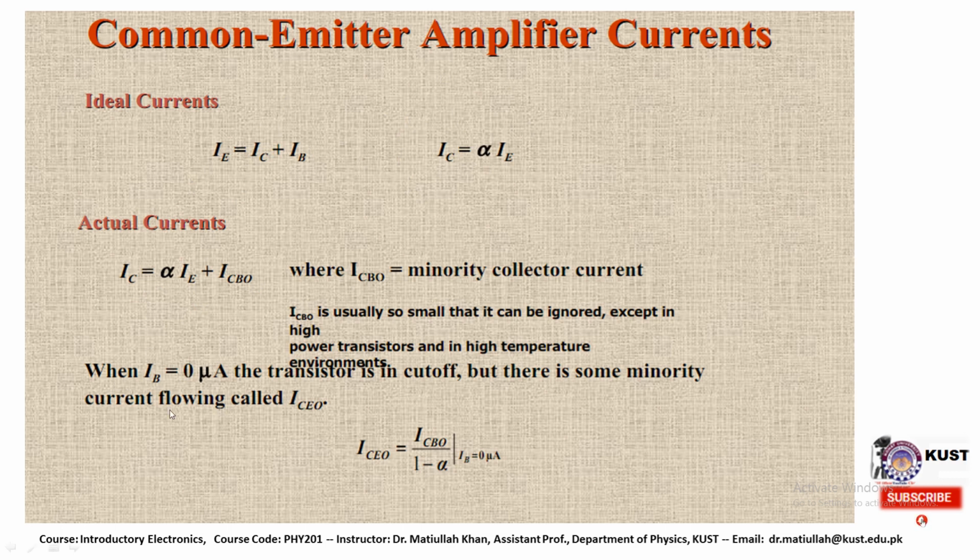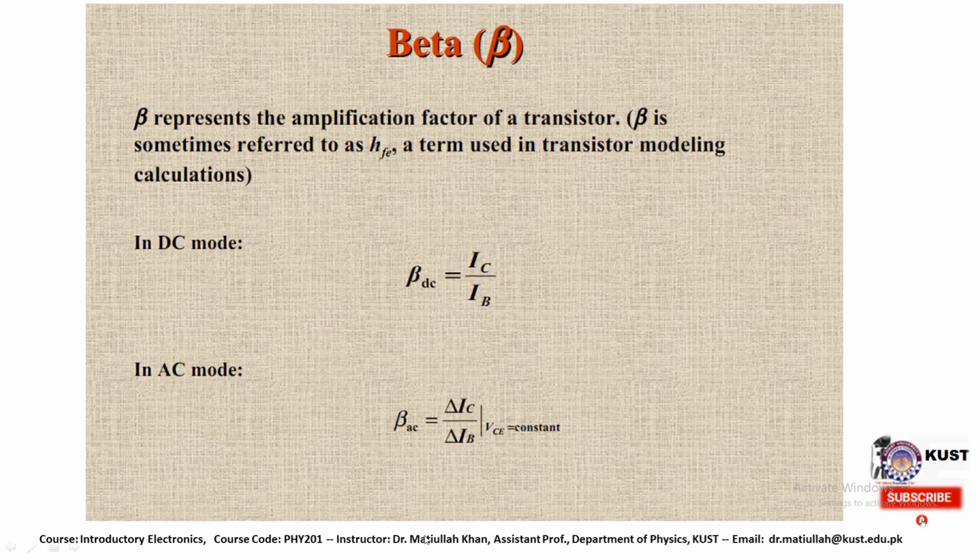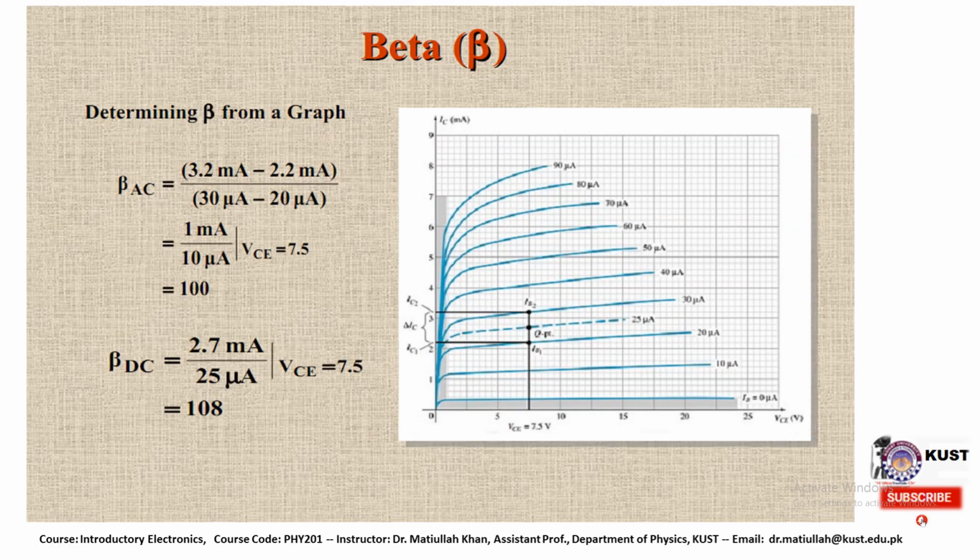If we put a value of 0 microampere for the base current, we can get the value of IC in this particular case. We can also get the value of beta. Beta represents the amplification factor of a transistor, and is also represented as hFE in some terms. Beta is actually the ratio between collector and base current, and in AC mode it is actually the change in current between the collector and base currents. So we have the characteristic of beta, and that is drawn between the collector current and the VCE voltage. So from that we can solve the value of beta and the amplification as well.